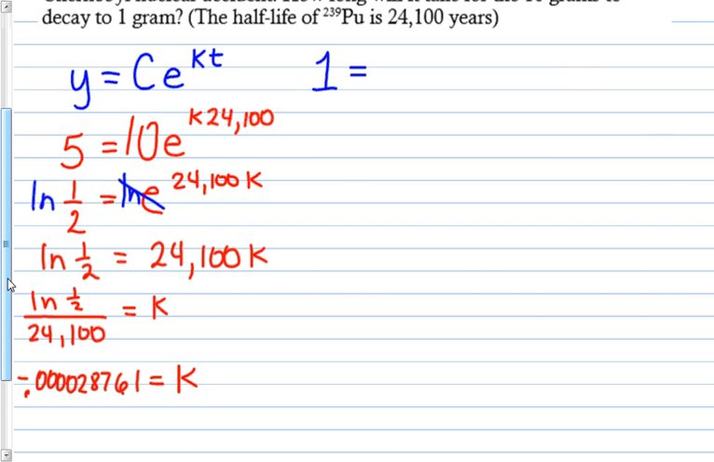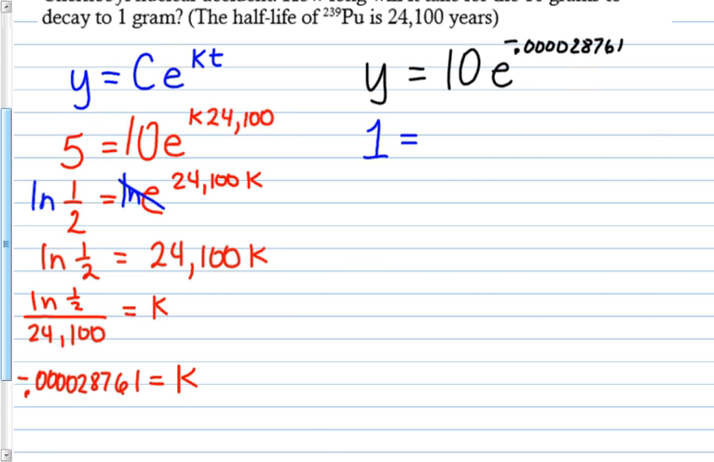But I needed an equation to begin with. So now I have my k, I have an equation. y is going to equal 10, because C is 10, times e to the k, which is negative 0.000028761, times t. And in order to figure out when this equation is going to equal 1, at this point, all I need is t. The t, right? The when. So this equation is going to equal 1.